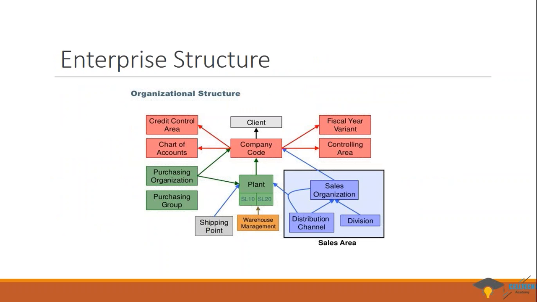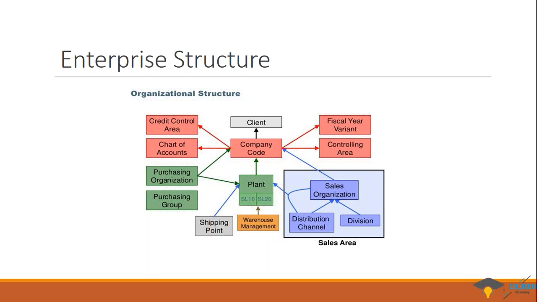So this is the enterprise structure for the entire SAP, what we have been talking about all along. And the ones marked in square, the sales organization, distribution channel, and division, these are the three with regards to the sales and distribution module. But it is integrated, if you see in the box, with the arrow going to company code and also the plant.